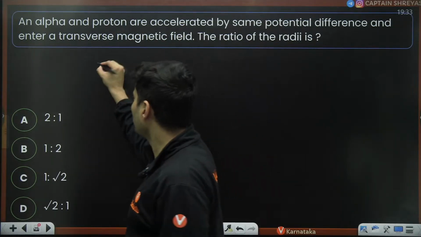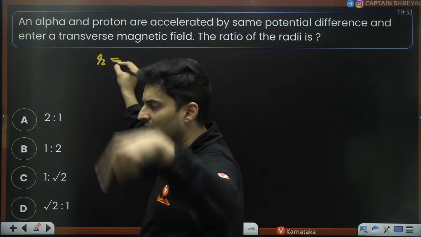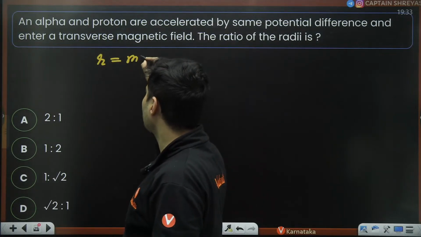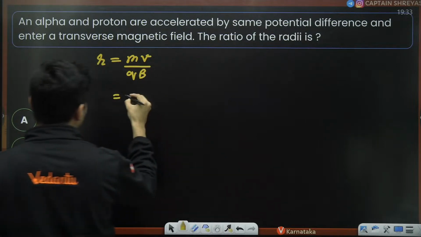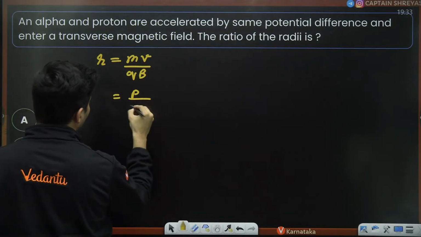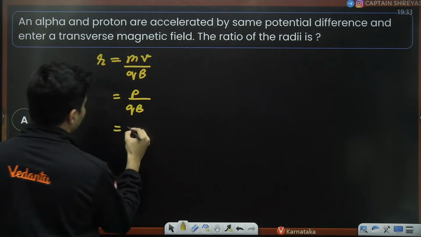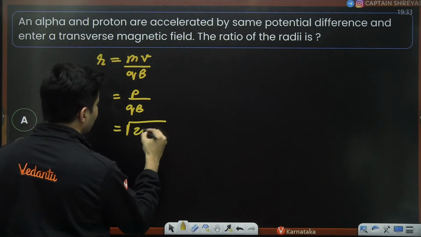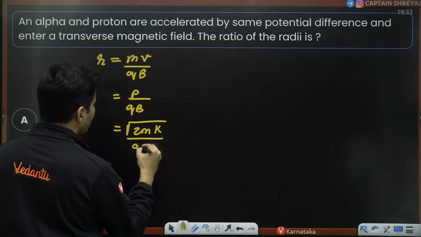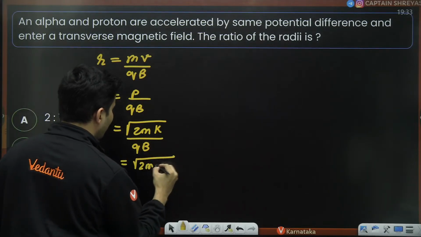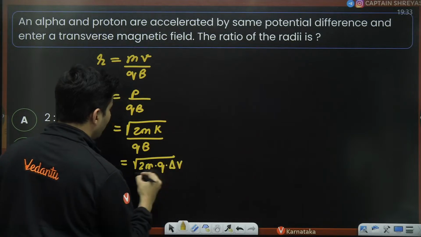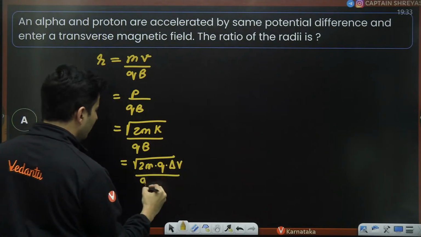Well, I know the radius of a charged particle inside a magnetic field is mass times velocity divided by charge times field. Mass times velocity is momentum. Momentum is nothing but root of 2 times mass times kinetic energy. And the kinetic energy which it gains is by accelerating the charge through a voltage. So that is the formula.